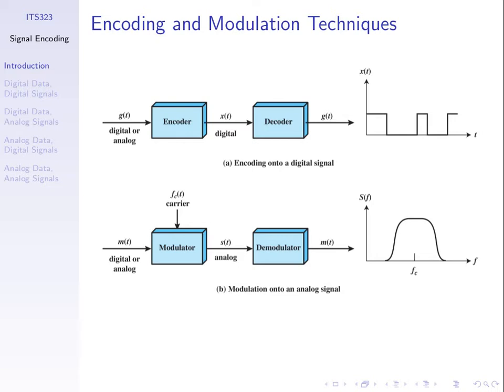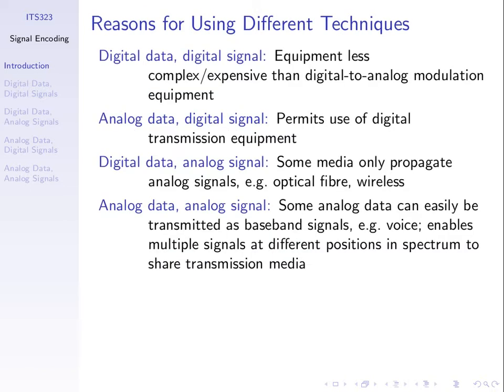So we're going to go through some examples of different techniques for converting either digital or analog data into a digital signal or an analog signal. So with 4 combinations. All of them are used in real life, in practice. They have different advantages and disadvantages. Using digital nowadays with electronic devices is usually cheaper to build the devices. So it makes sense to use digital signaling.